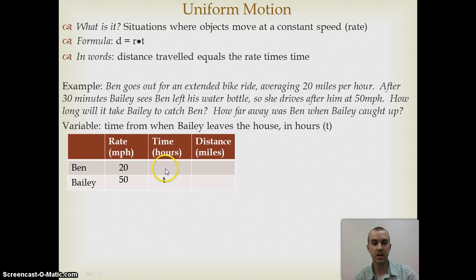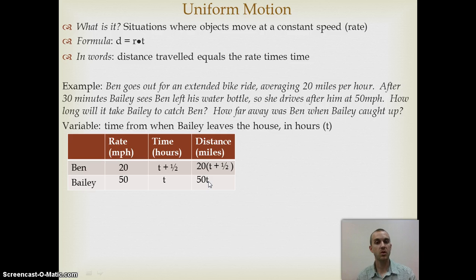Now, if we think about Ben, it's going to take t hours as well to catch up, plus the time that he left, in this case 30 minutes. But remember, we're dealing with hours, so that is half of an hour, t plus 1/2. And then its distance is going to equal rate times time. So 20 times the quantity, t plus 1/2, and then 50 times t.